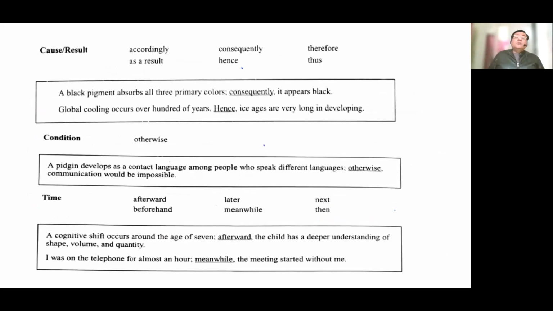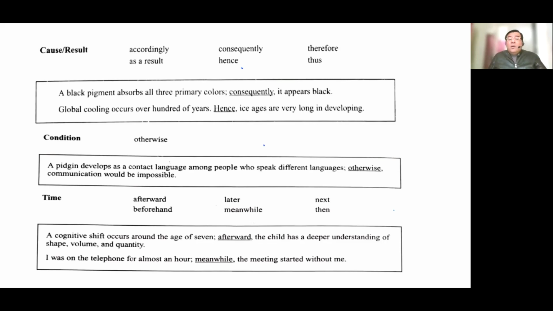Okay, there's also a type of conjunctive adverbs that express a cause-result relationship between two independent clauses, such as, for example, accordingly, as a result, consequently, hence, therefore, and thus. We have the following examples. A black pigment absorbs all three primary colors. Consequently, it appears black. Global cooling occurs over hundreds of years. Hence, ice ages are very long in developing.